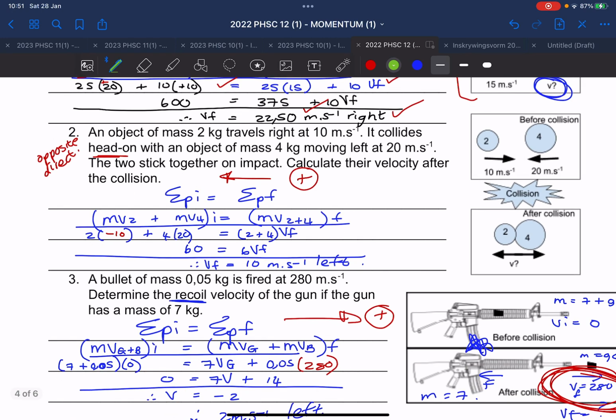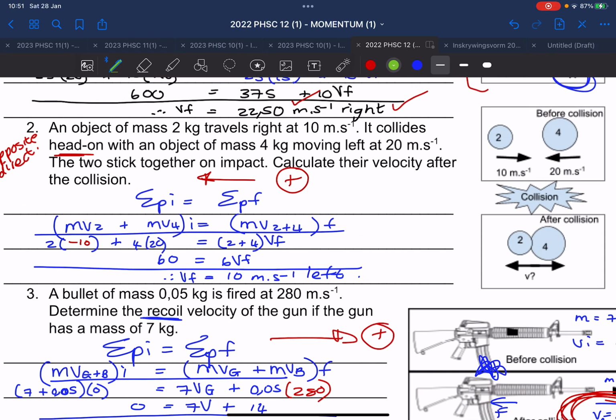Let's look at the second example. It tells you there we have a ball of mass 2 moving at 10 meters per second and one of 4 moving at 20 meters per second. Now they're moving in opposite directions. They say it collides head on. Head on means in opposite directions. They stick together after impact.